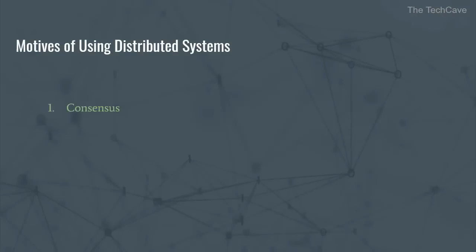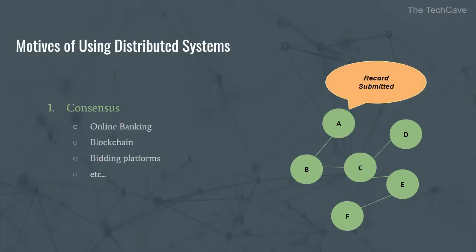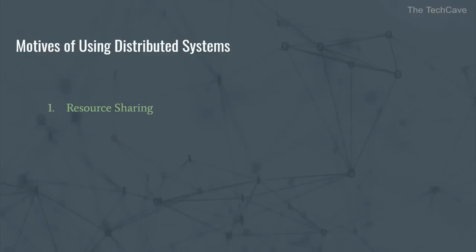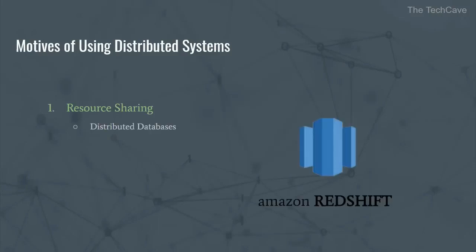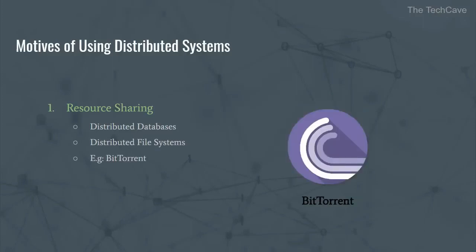One of the most common ones is the need for a solution where we need to reach a consensus among parties that are dispersed geographically. Examples of such cases are online banking, blockchain, bidding platforms, etc. Resource sharing is another reason why we need distributed systems such as databases or distributed file systems. Another example that falls under the same reason are peer-to-peer systems like the BitTorrent network, etc.